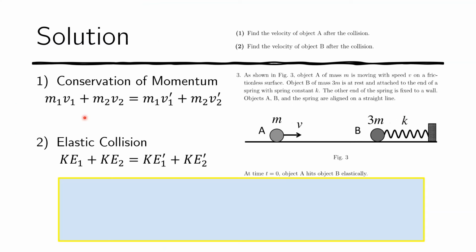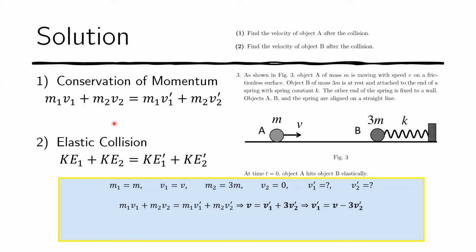Now that we have these relationships pinned down, we just need to substitute the values. So for object A, the mass is m. For object B, the mass is 3m. Before the collision, the speed of object A is v, and the speed of object B is just 0 because it's at rest. Now we're looking for their speeds v1 prime and v2 prime after the collision.